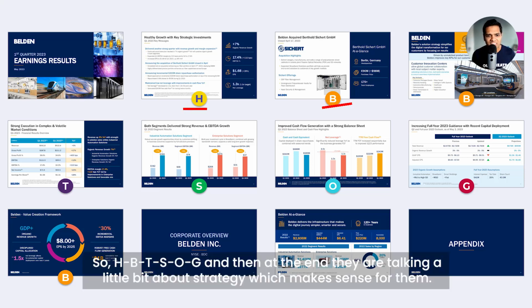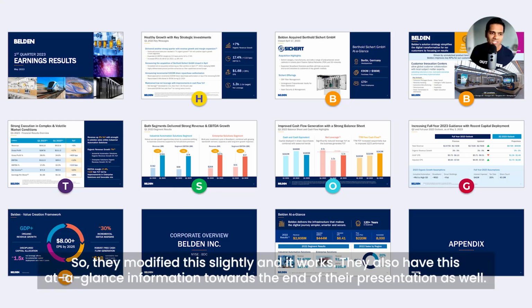So HBTSOG, and then at the end, they're talking a little bit about strategy, which makes sense for them. So they modified this slightly and it works. They also have this at a glance information towards the end of their presentation as well.